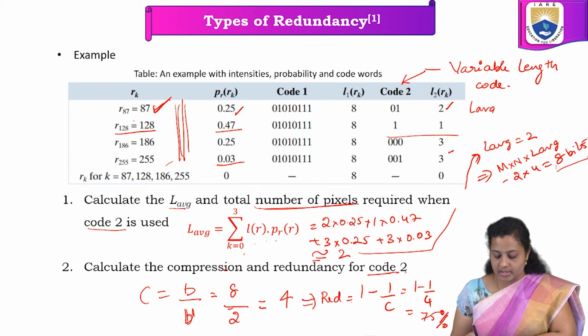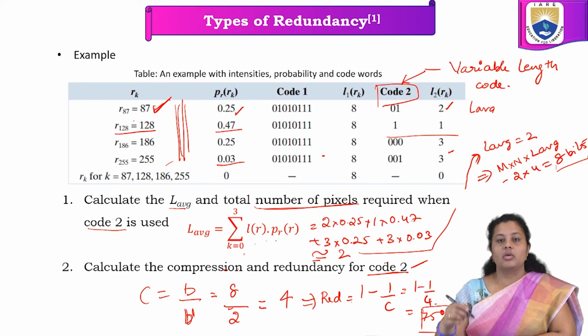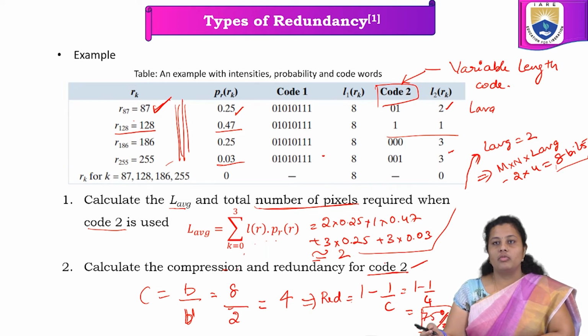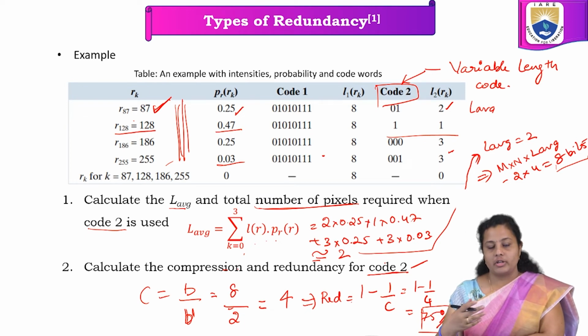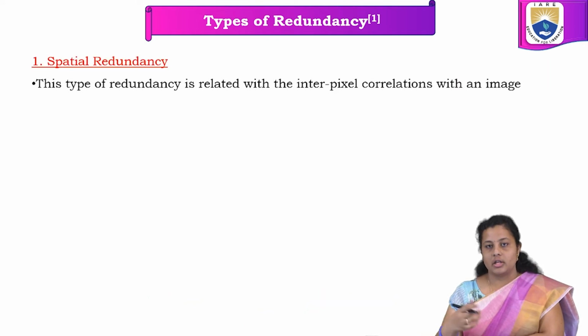So this implies that when code 2 is used instead of code 1, 75% of our coding redundancy has been reduced. So for this reason, we go for variable length coding techniques, right?